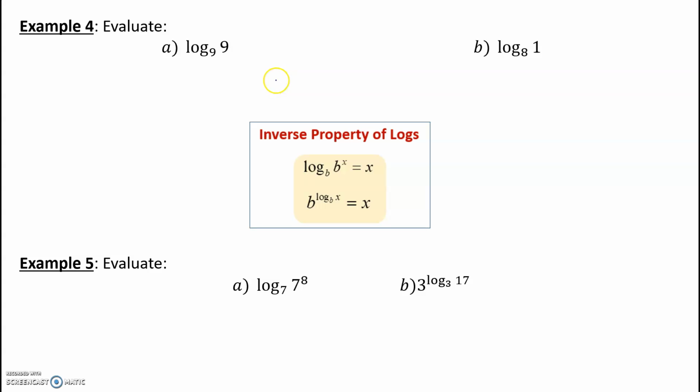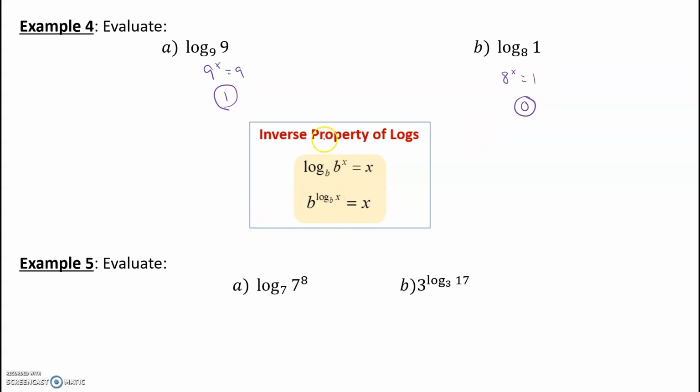Now, these are properties that they wanted me to list out for you, but I feel like you can use your head and I don't need to give you more properties. 9 to some power gets me 9. Well, we know it's 1. And it's a property, it's always going to happen. Here, 8 to some power gets me 1. Well, what do I have to raise 8 to? I have to raise it to the 0 power. So they just wanted you to see those because they do show up quite a bit and they're pretty easy.